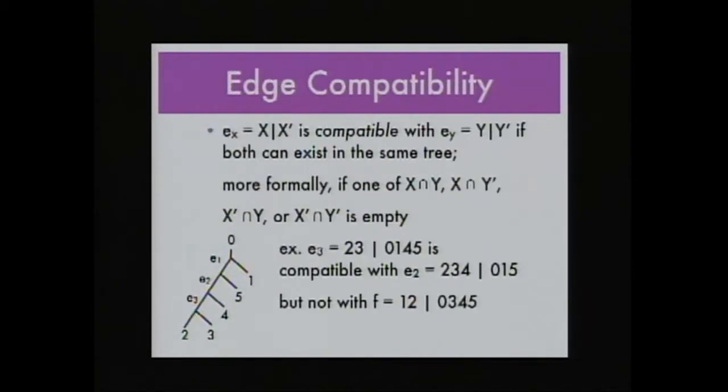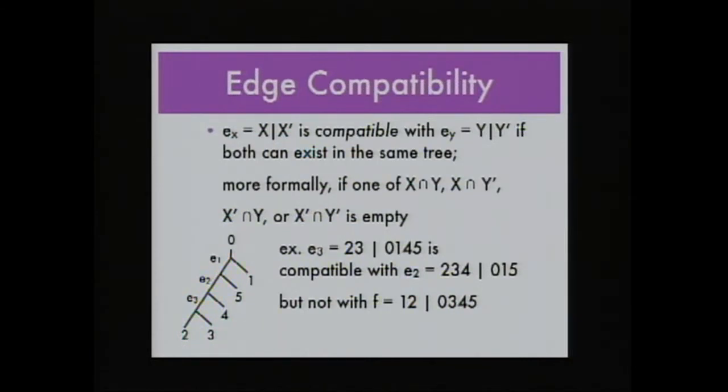Okay. And I can also talk about 2 edges being compatible. What does it mean if 2 edges are compatible? It means that they can exist in the same tree. If 2 edges are incompatible, they can't exist in the same tree. There's a formal definition where you check whether the intersection of parts of the partitions is empty. I only mention that so you know that this can be calculated. I can calculate if 2 edges are compatible quite easily using bit set operations. But you just want to think about it as: 2 edges are compatible if they can be in the same tree.